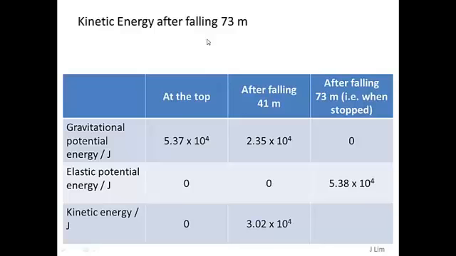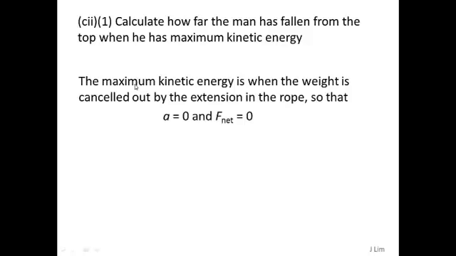Kinetic energy after falling 73 meters. The man comes to a momentary stop at 73 meters. So the speed will be 0, and the kinetic energy will also be 0. The maximum kinetic energy is when the weight is cancelled out by the force from the extension in the rope. So the acceleration is 0 and the net force is 0.